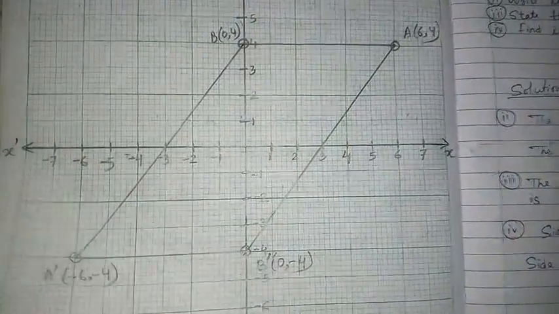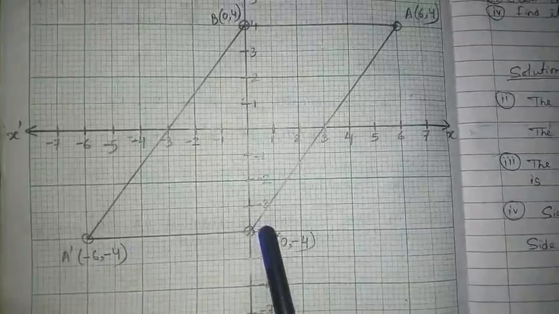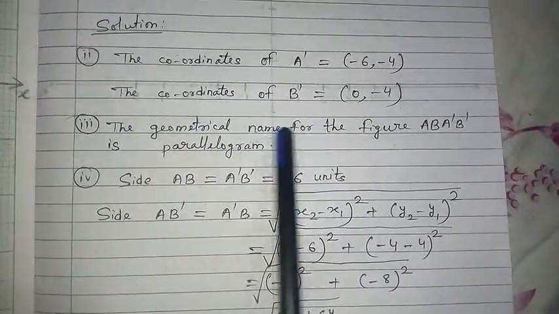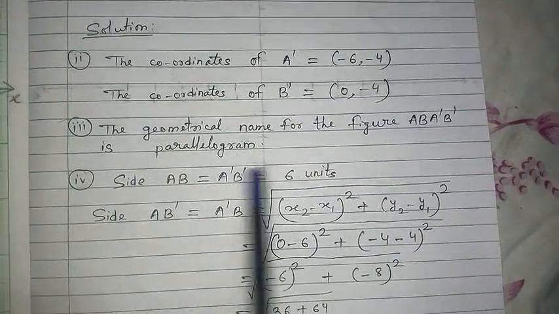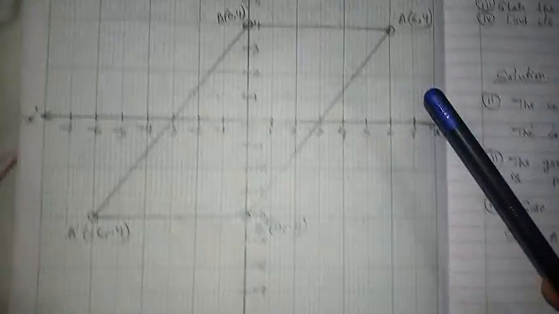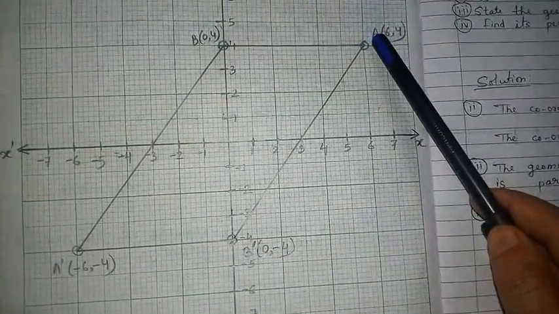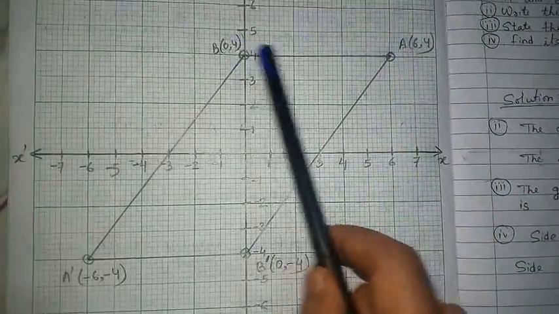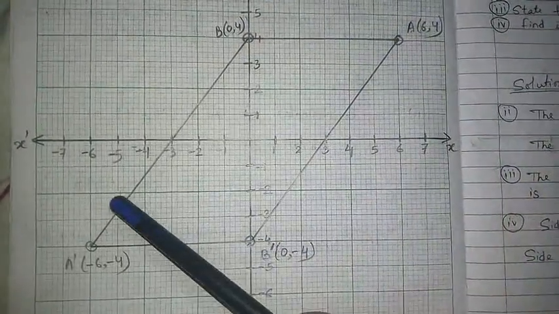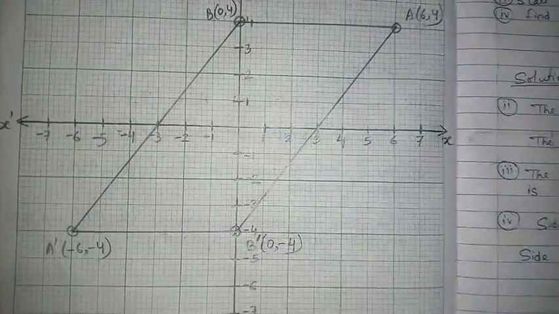So after joining I can see the geometrical figure which has come here is a parallelogram. So I can say now in the writing part, the geometrical name for the figure A, B, A dash, B dash is parallelogram. Parallelogram means, suppose all the sides are equal, it is a rhombus. But if one side is larger and one side is smaller, and it is not 90 degrees, then such a diagram is called a parallelogram. So that we know.